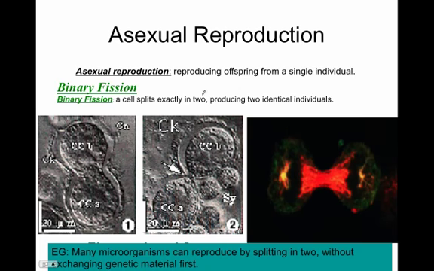Very basic organisms may split in two, producing two identical individuals. We call this binary fission. Most microorganisms reproduce by splitting in two without exchanging any genetic information. So here under the microscope you can see two cells. They're pinching their cell membranes in, and that's what this arrow is pointing at, and you'll create two different cells right there. The important thing to note about this is those two cells are identical.